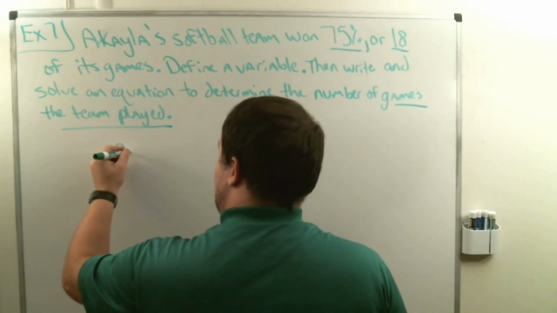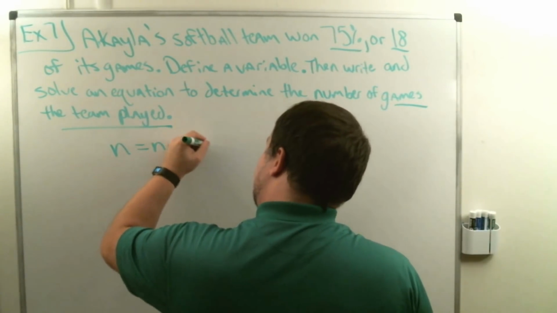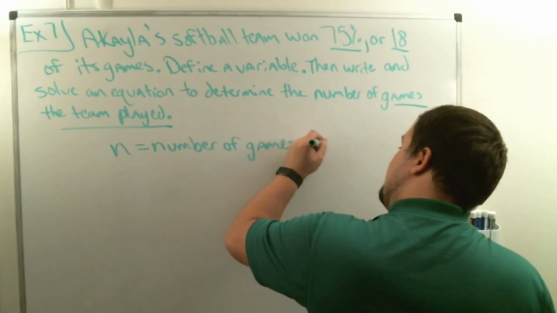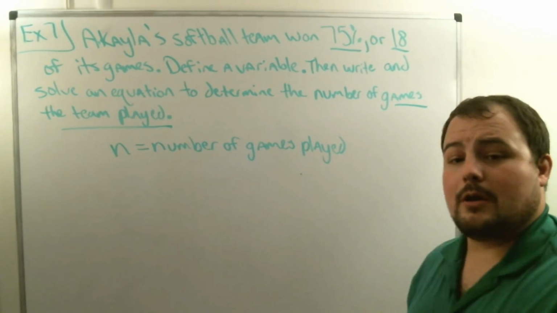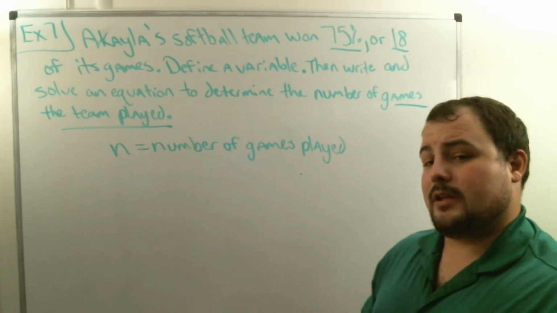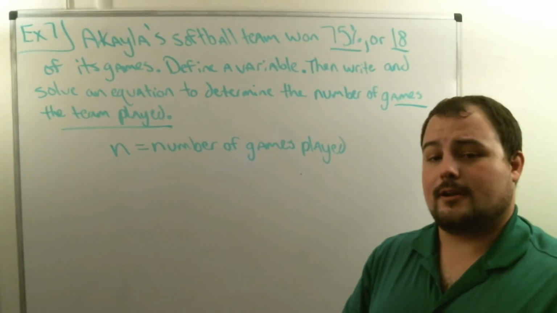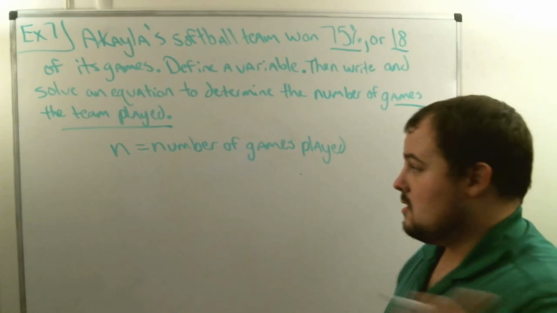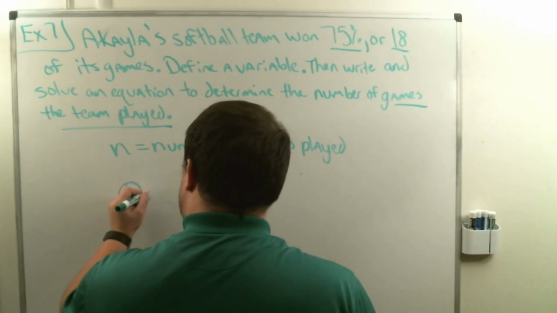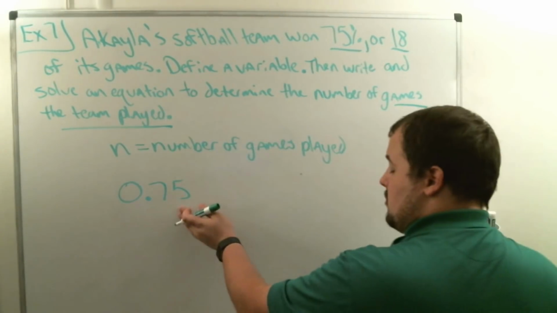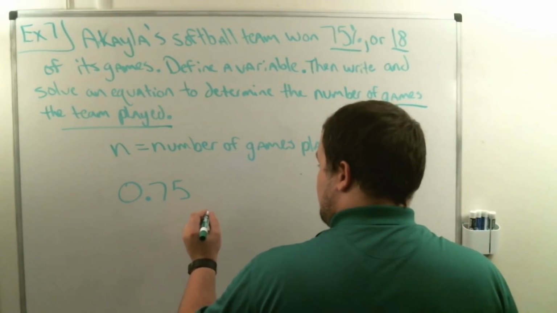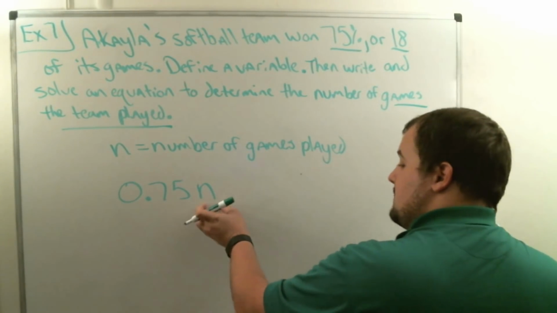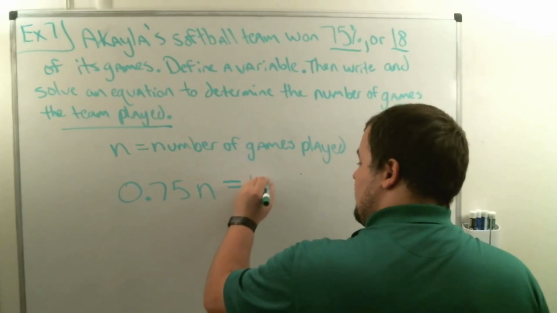So what we need to do is set a variable equal to the number of games played. So n equals the number of games played. This is what we're trying to figure out. We need to figure out how many games they played. That's what the question tells us we have to figure out. We do know that 75%, which is the decimal 0.75, of however many games they played is going to equal 18.